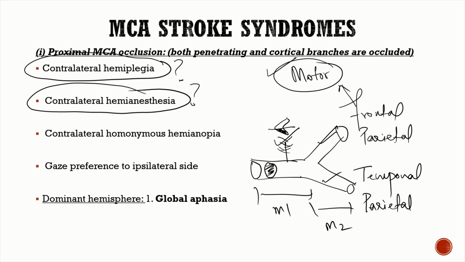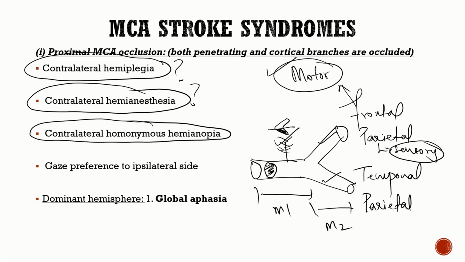This is because of involvement of the parietal lobe. As you know, in the parietal lobe you have your sensory cortex. So because of that, you're going to get contralateral hemianesthesia or hemisensory loss involving all sensory modalities. Next, contralateral homonymous hemianopia. This occurs because of infarction of the optic radiation. So since the optic radiation has got infarcted, you're going to get contralateral homonymous hemianopia.